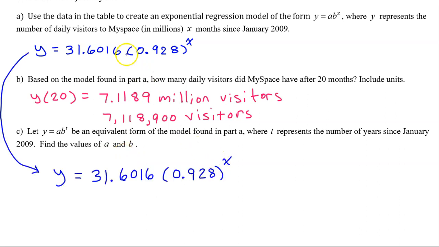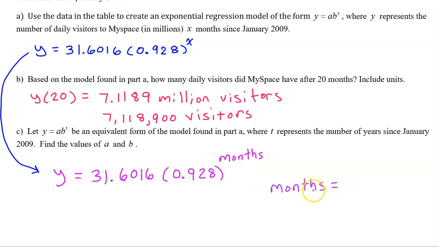Let's begin by copying down the model from Part A. Remember that in this model, x represented the number of months since January 2009. We need to rewrite this exponent using the variable t, which represents the number of years since January 2009. But whatever we put here, this expression still represents the number of months.